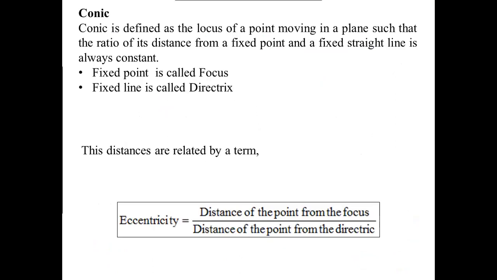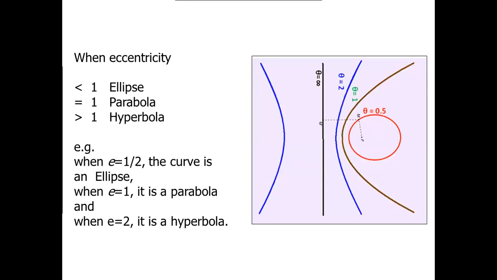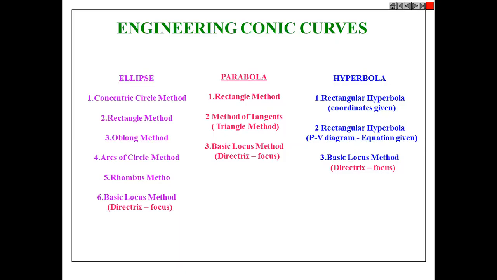We defined this conic curve technically, and we simultaneously defined a fixed point called focus and a fixed line called directrix, and we related them with the term eccentricity. That is nothing but the distance of the point from the focus to the distance of the point from the directrix. Then we saw the value of eccentricity and which kind of curves we get: eccentricity less than 1 will fetch us the ellipse. If it is equal to 1, it is a parabola, and if it is greater than 1, then we have a hyperbola.